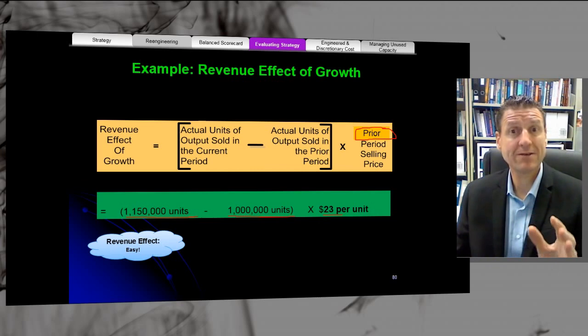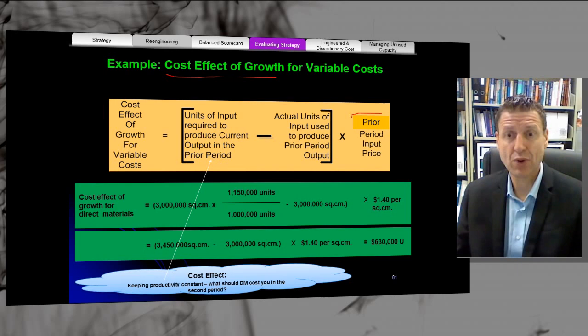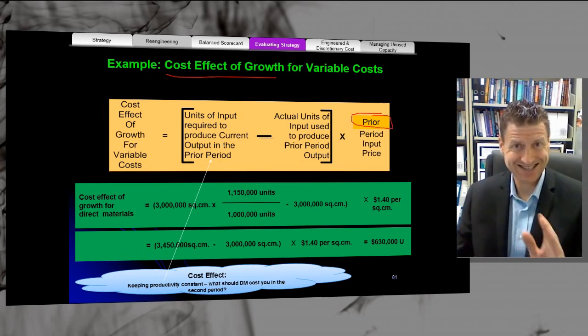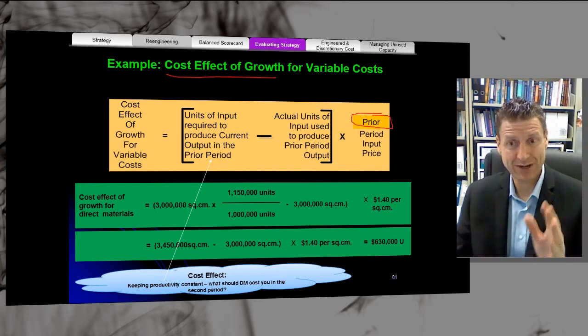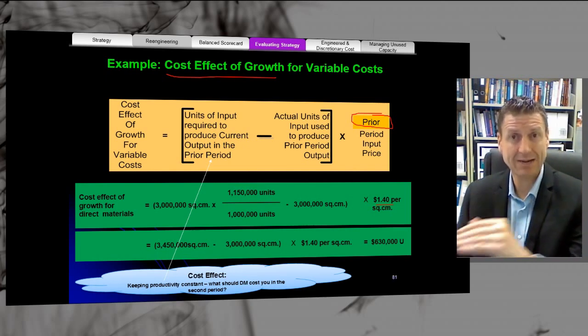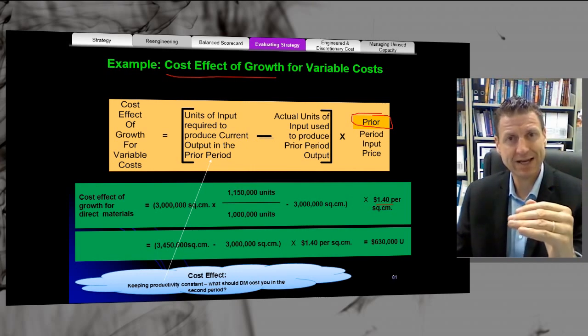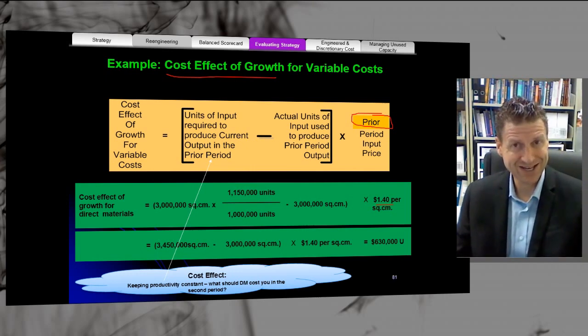Okay, what about the cost effect for growth? Again, we're working with the prior period input price, not the current period. So it's always the prior period, and that's $1.40 per square centimeter. But here we're interested in keeping productivity constant. Remember, we're focusing on the growth, not productivity. We want to keep the price constant, and we want to keep the efficiency or productivity constant, and we want to see, did we grow, and what is the effect of that growth on our operating income?